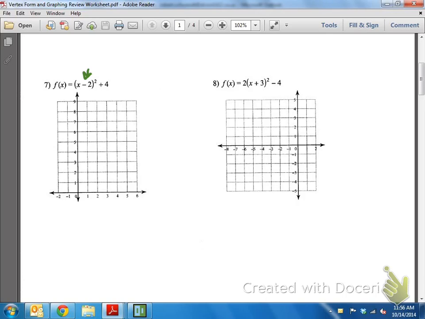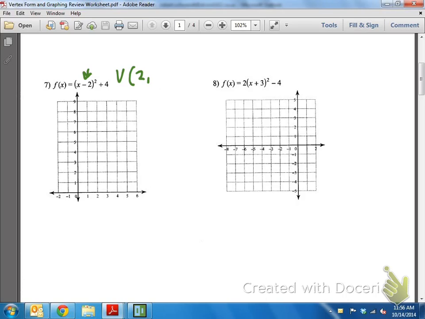So notice how it says x minus 2 inside the parentheses. In this form, the x portion of the vertex is actually within the parentheses. Now, we actually don't write negative 2, we write positive 2. Just like if we were to factor this, we'd say x minus 2 equals 0, and in order to find out what x is, we add 2 to both sides and get x equals 2. So in my vertex, x does equal 2.